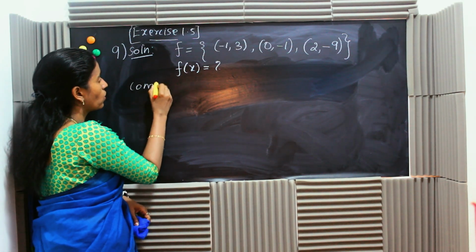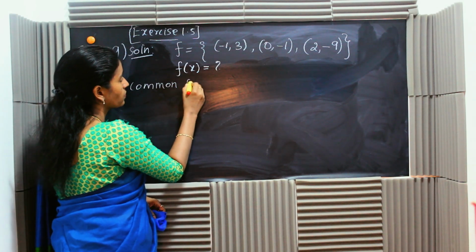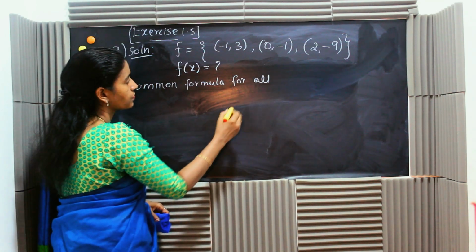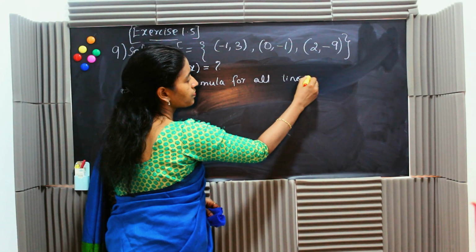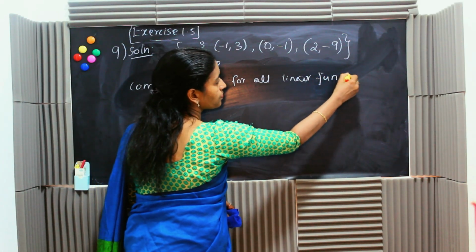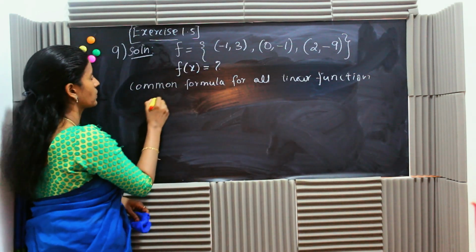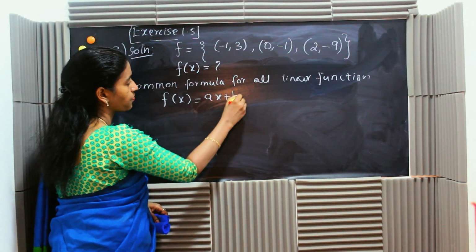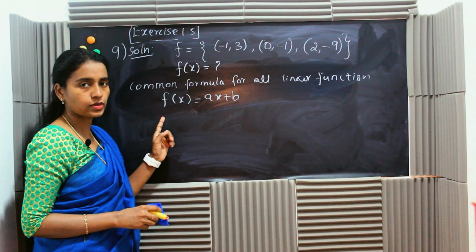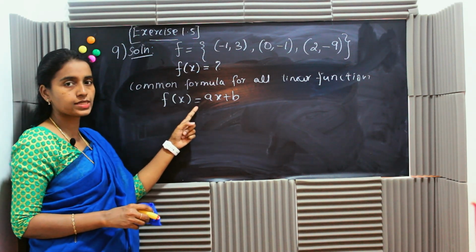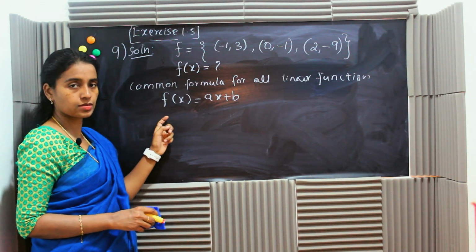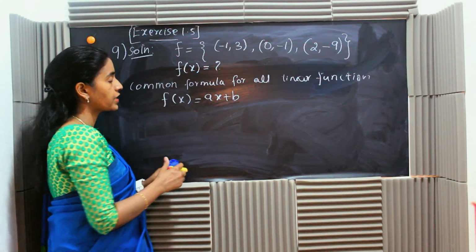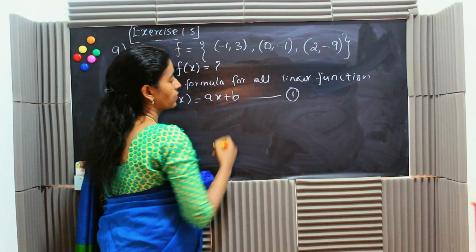The common formula for all linear functions is f of x equals ax plus b. This is the common formula for all linear functions. You should remember this, then only you can solve this problem easily. So here we can take this equation as number 1.